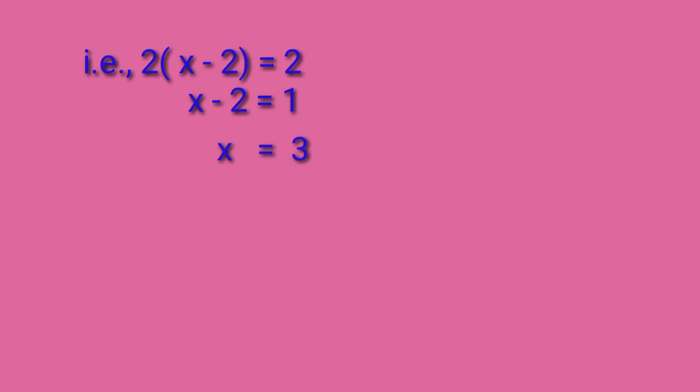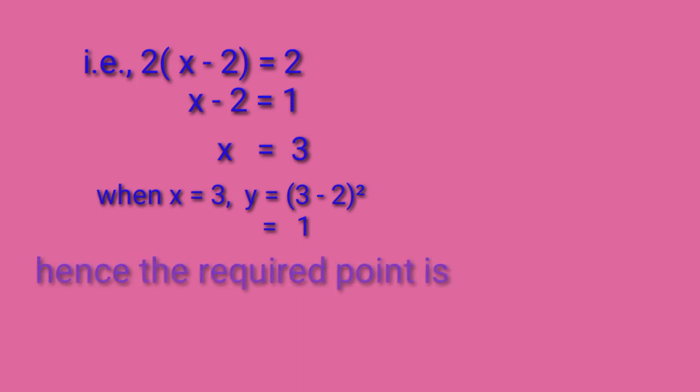So when x is equal to 3, we have to find out the point. So when x is equal to 3, you have to put that 3 in y. So y is equal to 3 minus 2 the whole square, that is equal to 1. Hence the required point is 3, 1.